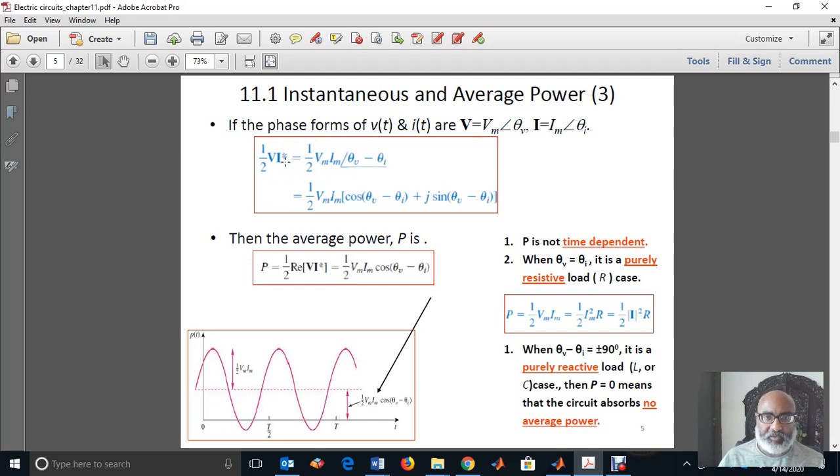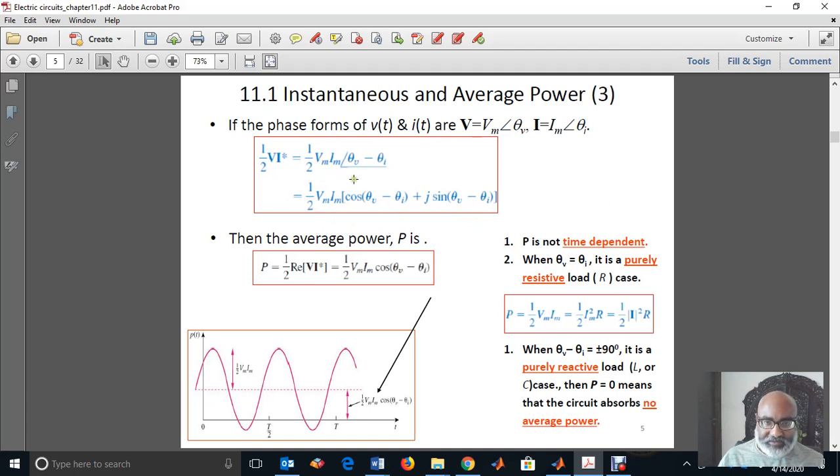1 over 2 V times I conjugate, this means 1 over 2 times Vm Im. So the angle is conjugate, means theta I will be minus theta I. So it will be theta V minus theta I when we add the two angles after the conjugate. Then we have the complex power is 1 over 2 Vm Im cosine of theta V minus theta I plus J sine of theta V minus theta I, using Euler identity.